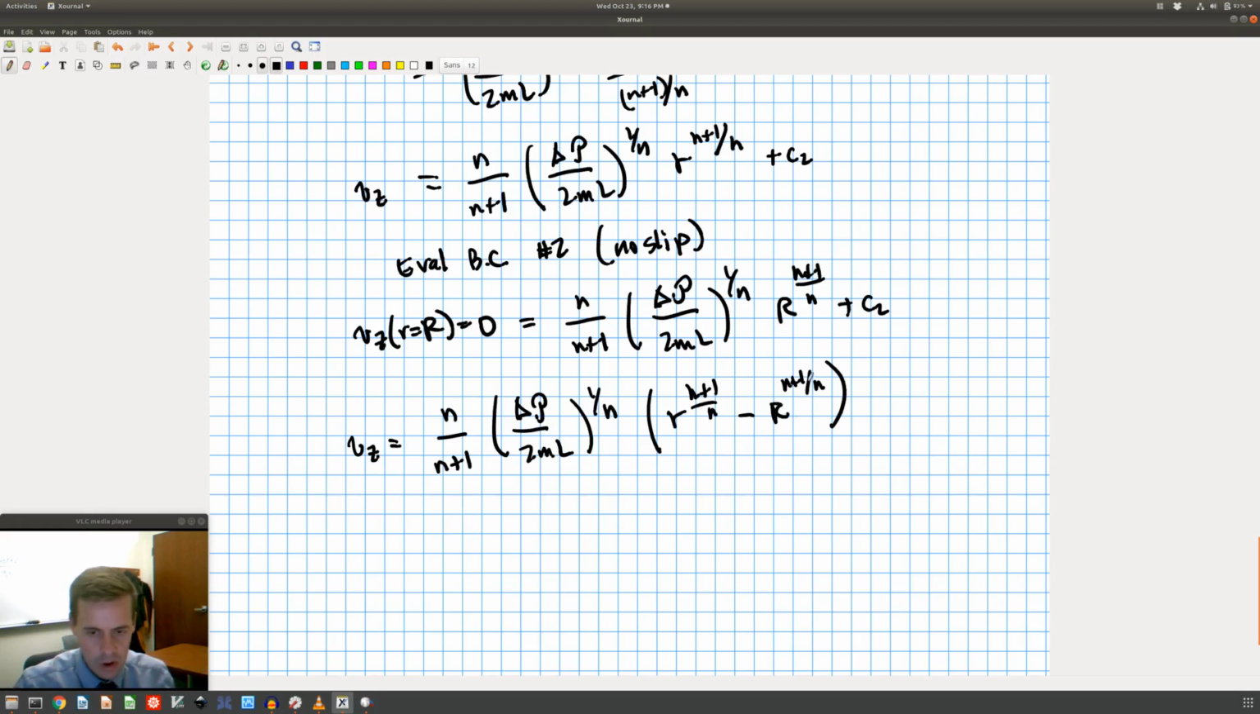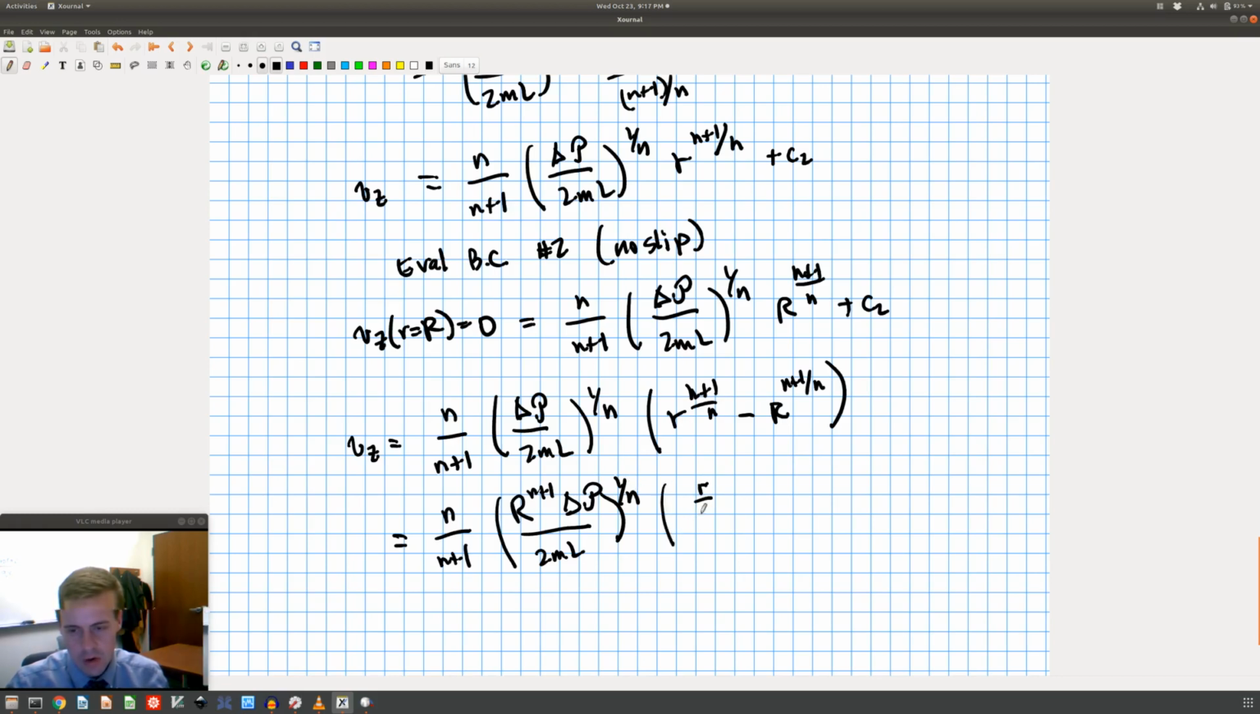So now I can play a couple little games. I'm going to pull r to the n plus 1 over n out like I did before. I feel like I'm missing a negative sign, but let me explain where that comes from. Let me just pull the r out, and then I'll explain the negative sign I dropped somewhere. N over n plus 1. I can pull out r to the n plus 1 delta dynamic P over 2ml to the 1 over n. I'm pulling out an r to the n plus 1 over n. That becomes an n plus 1 here because I have a 1 over n there. And then I have an r over R to the n plus 1 over n minus 1.